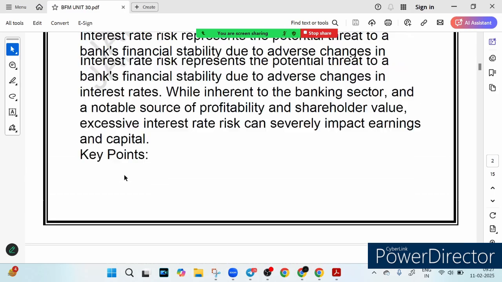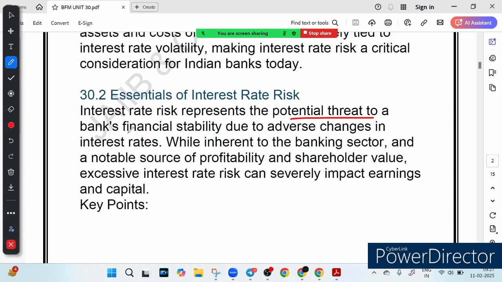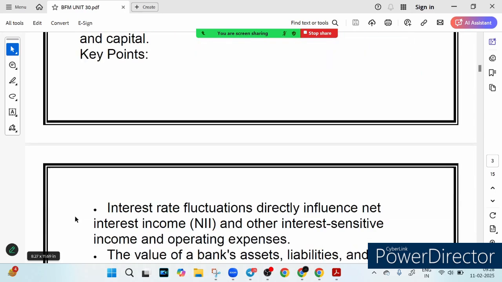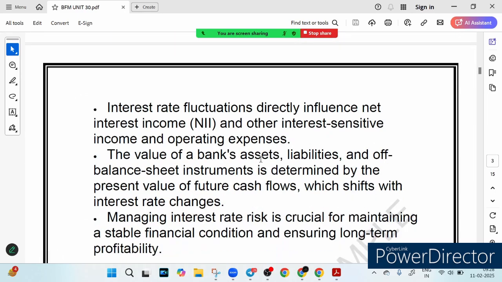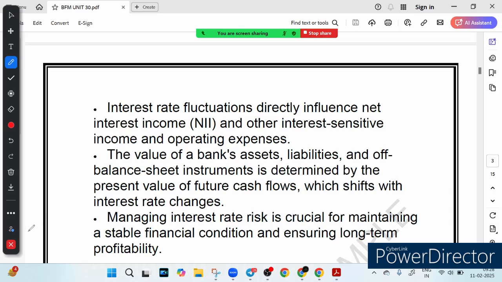Yeah, so before that, let me tell you about the essentials of interest rate risk. Interest rate risk represents the potential threat to a bank's financial stability due to adverse changes in interest rates. Obviously, this is inherent to the banking sector and a notable source of profitability and shareholder value, right? So this is the important point. Let's talk about some key points here, right? Interest rate fluctuations directly influence NII and other interest-sensitive income and interest on operating expense.